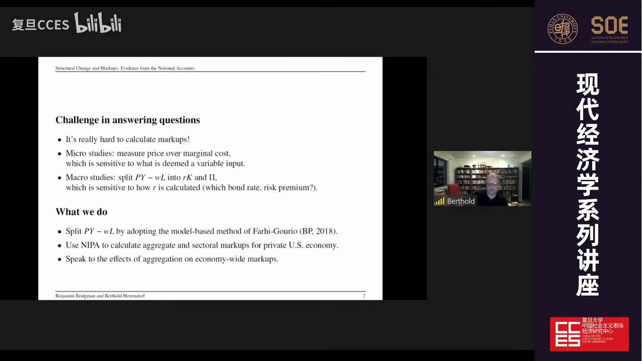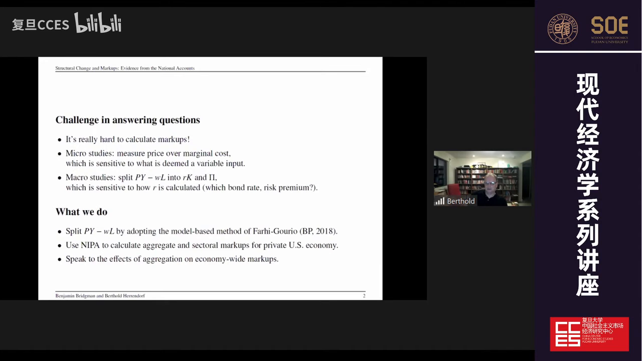Now, there was a challenge in answering the questions, and that is, it's really hard to calculate markups. The micro studies measure markups as the price over the marginal cost. If you are under perfect competition, price equals marginal cost, there's no markup. If you have some market power, you can increase the price over the marginal cost, and the higher the price over marginal cost is, the higher is the markup. Looks all good when you do microeconomics and look in a textbook.